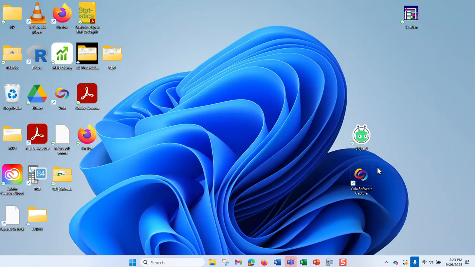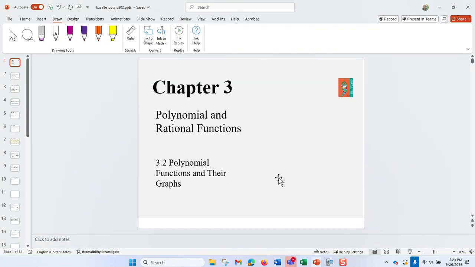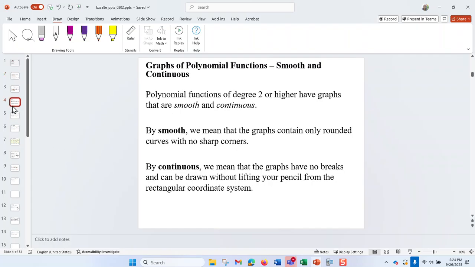All right, I will talk about one more section and that will be it for today. Okay, this will be 3.2, polynomial functions and their graphs. That means we are using polynomials. Polynomials always have an integer power, right? And then we're going to be able to determine the behavior using the leading coefficient and the leading term, right?